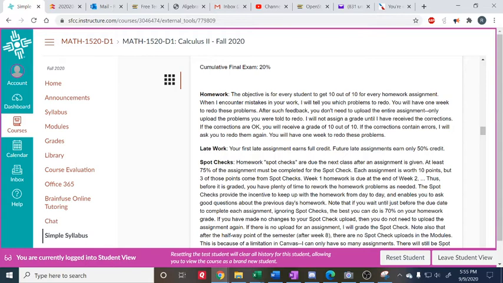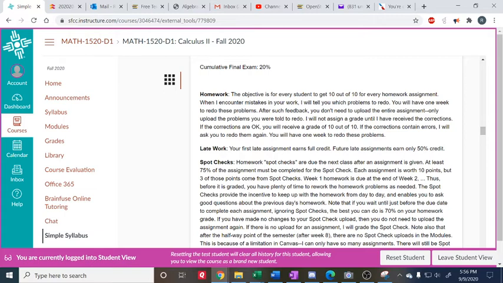The objective is for every student to get 10 out of 10 for every homework assignment. So I'm going to assist you in this. When I encounter mistakes in your work, I'll tell you which problems to redo. You'll have 1 week to redo these problems. After such feedback, you don't need to upload the entire assignment, only the problems you're told to redo.